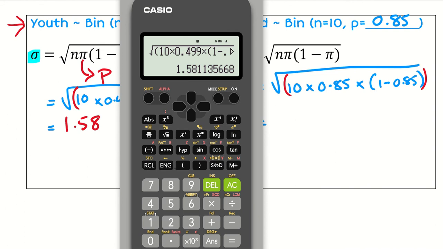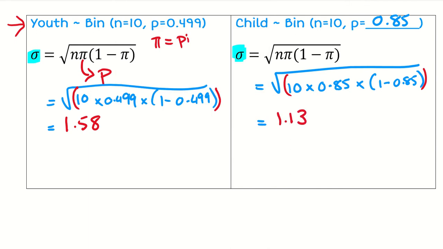Square root of 10 times 0.85 times 1 minus 0.85. I'll try that again. Square root of 10 times 0.85 times 1 minus 0.85 gives me 1.13, rounding that to 2 decimal places, 1.13. Okay, so those are my standard deviations, and what I can do now is look at this one and say, well, this one is larger. That tells me the variation in the youth is larger than the variation in the child.